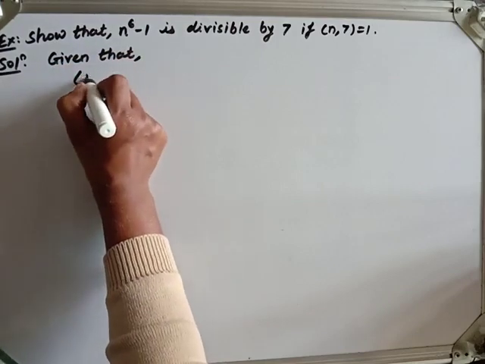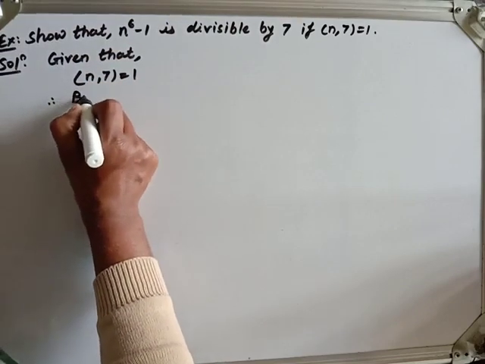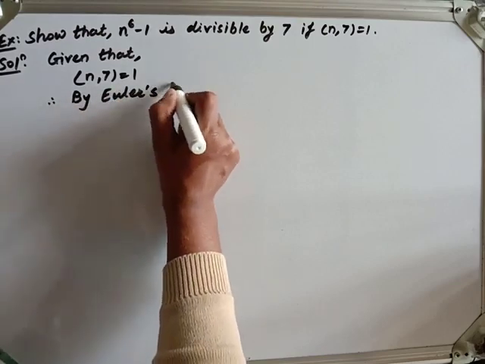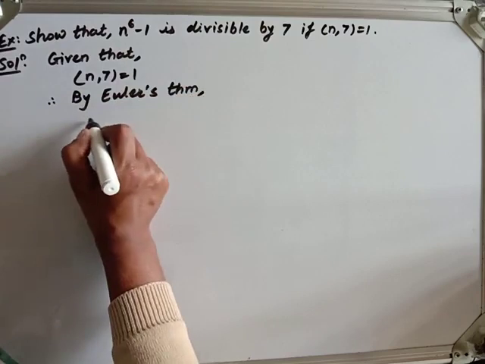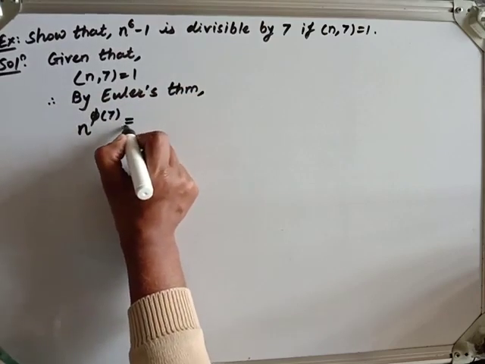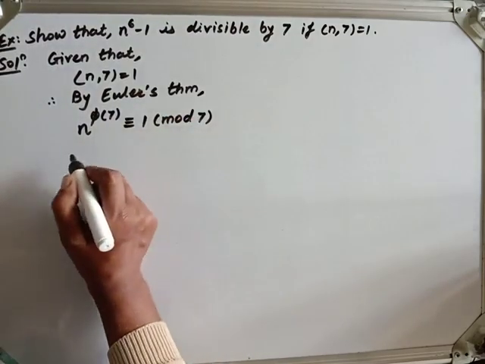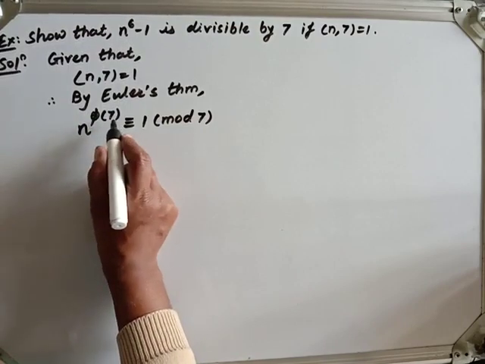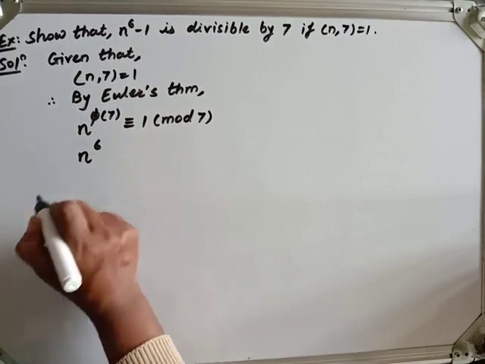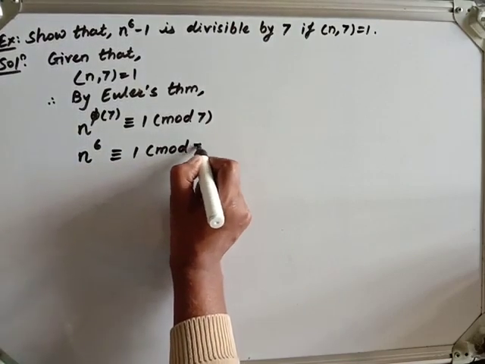Given that n and 7 are relatively prime, therefore by Euler's theorem, n raised to phi of 7 is congruent to 1 modulo 7. But what is phi of 7? 7 is a prime number. So, phi of 7 is what? 6. So, n raised to 6 is congruent to 1 modulo 7.